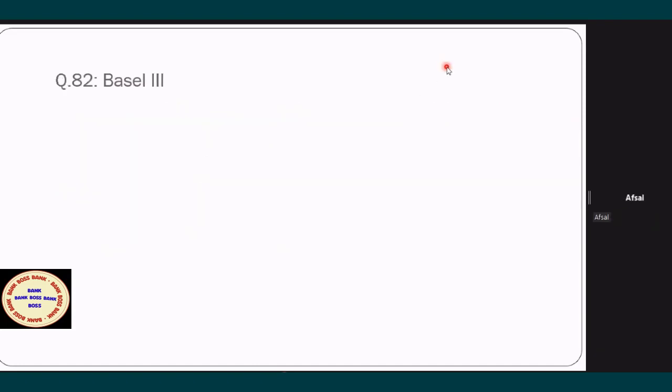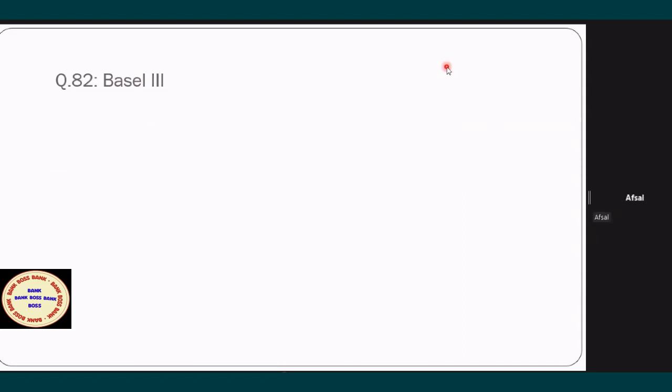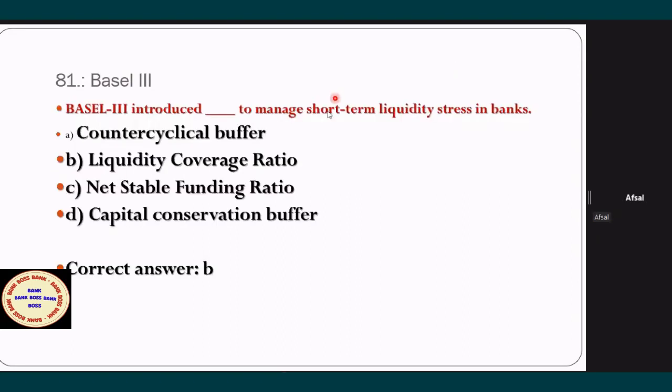Now, 81, Basel III, okay, this is over. There's a question about the counter cyclical buffer, from the earlier question, earlier option. Okay, net stable funding we understand.